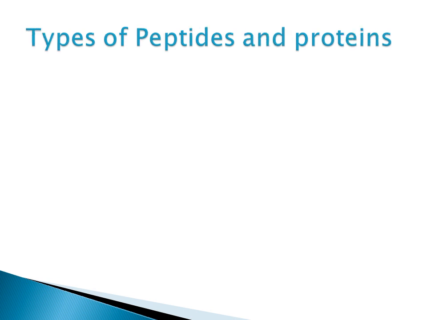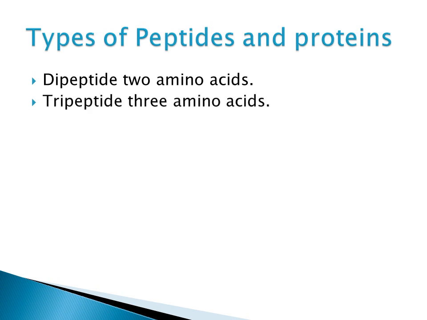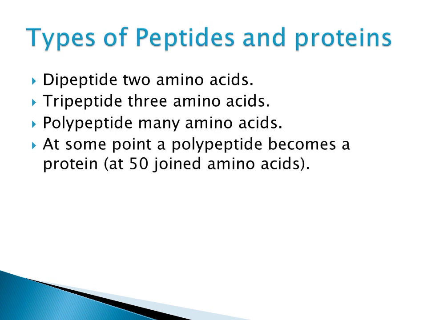Types of peptides and protein. When two amino acids are linked together, it is known as a dipeptide. When 3 amino acids are linked together, it is known as a tripeptide. Polypeptide means many amino acids linked together. At some point, a polypeptide becomes a protein when the number of amino acids linked together is more than 50.